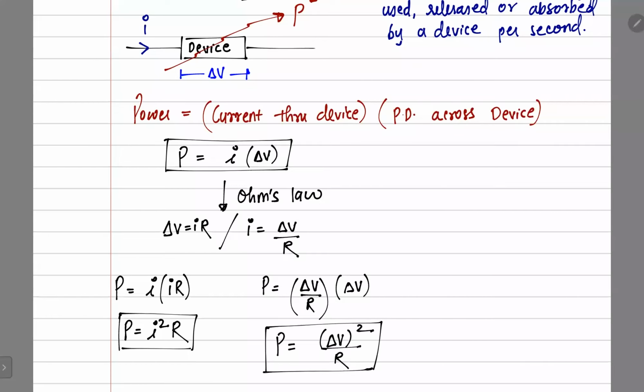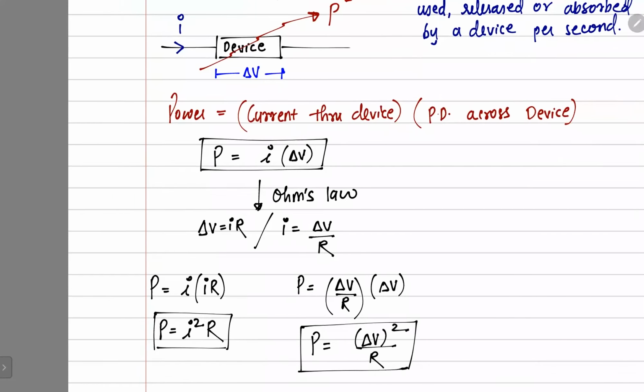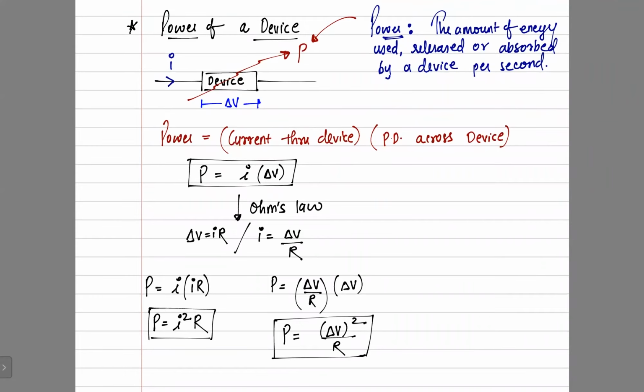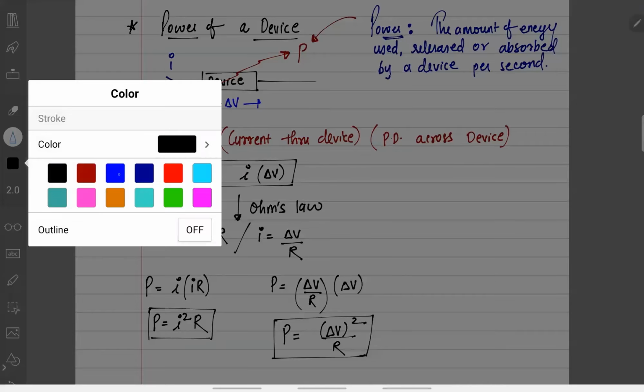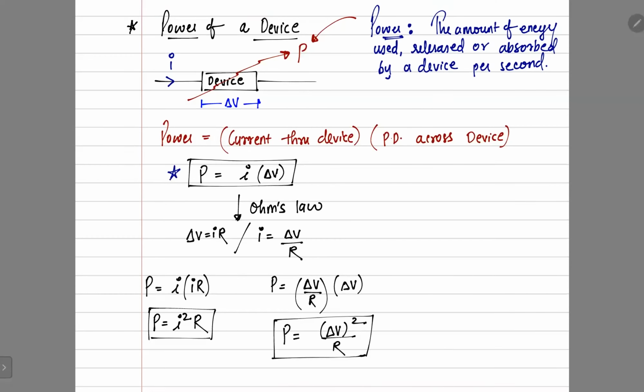So the power is going to have three formulas. But what is going to be the most fundamental formula of power? The most fundamental formula of power is this: current through device multiplied by potential difference across the device. Tell me if you have understood this. Look carefully, this is a slightly new concept for you.